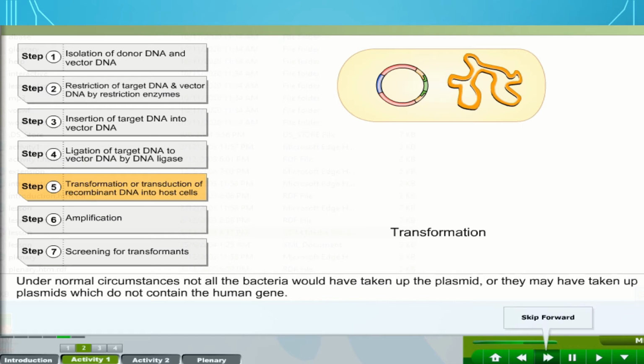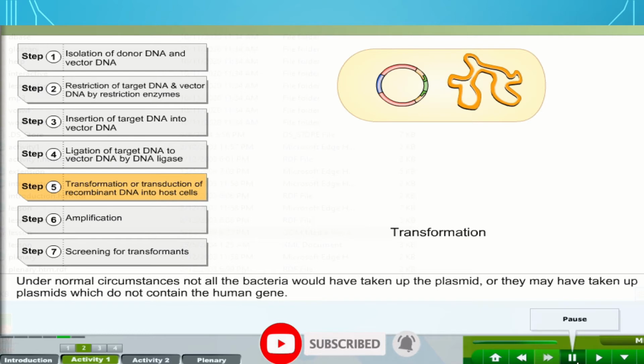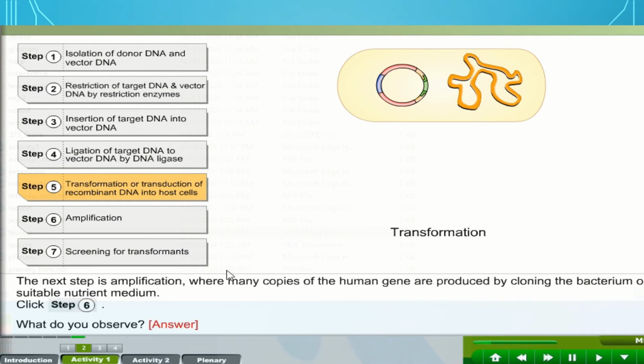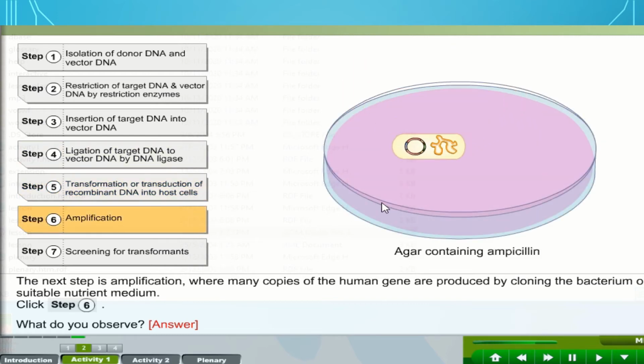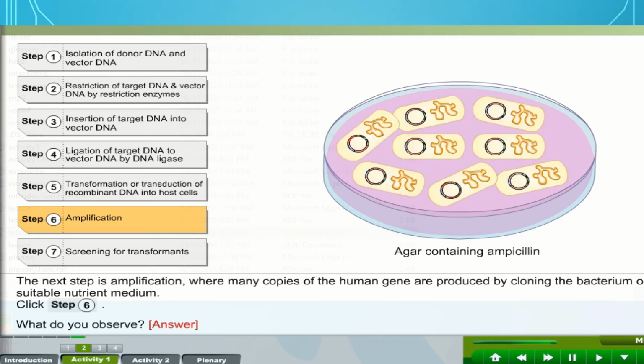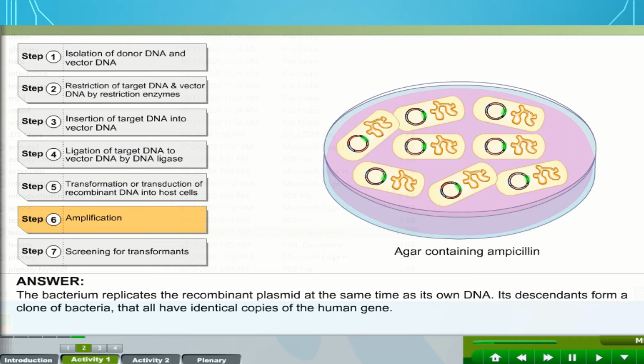Under normal circumstances, not all the bacteria will have taken up the plasmid, or they may have taken up a plasmid which does not contain the human gene. So the next step is amplification, where many copies of the human gene are produced by cloning the bacteria in a suitable nutrient medium. Okay, so you see more colonies are produced. The bacteria replicate the recombinant plasmid at the same time as their own DNA. Descendants form a clone of bacteria, so they all have identical copies of the human gene.